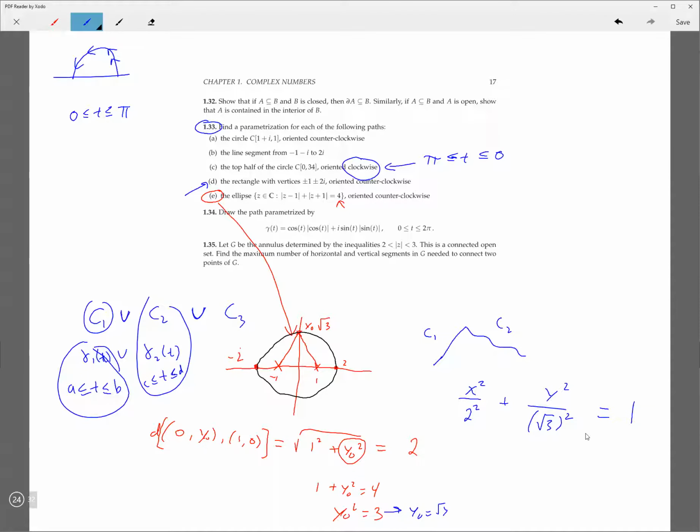Okay, are you guys familiar with this? With how equations of ellipses are? Yes. Okay, that's good.